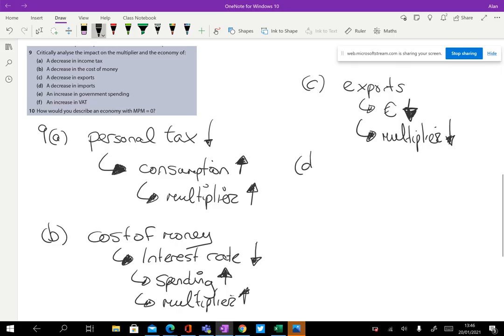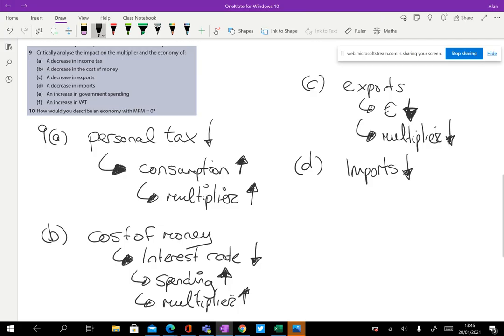Part D, a decrease in imports. So what's the situation with imports? We're saying that there's a decrease in imports. What happens when we import something? What happens when you import a phone, an Apple phone? What happens if you import an Xbox console? What happens if you import a pair of Nikes? You have to pay Nike, you have to pay Apple.